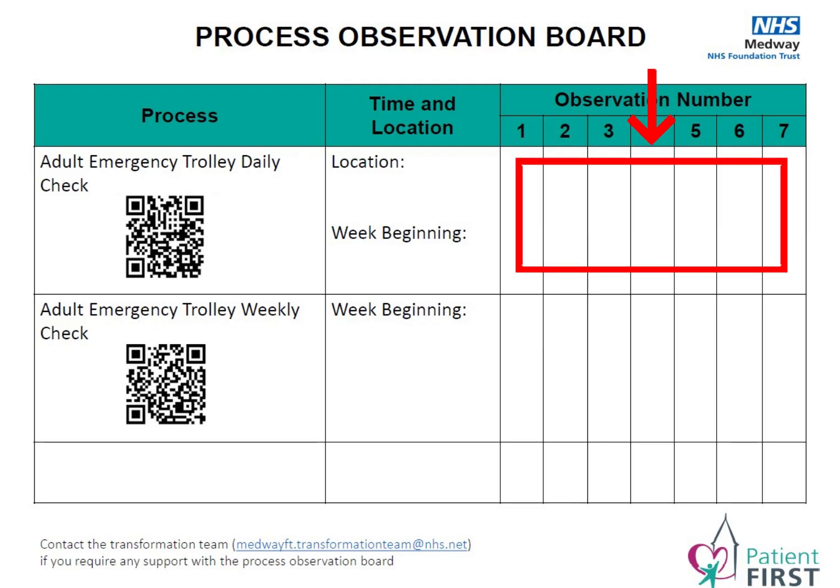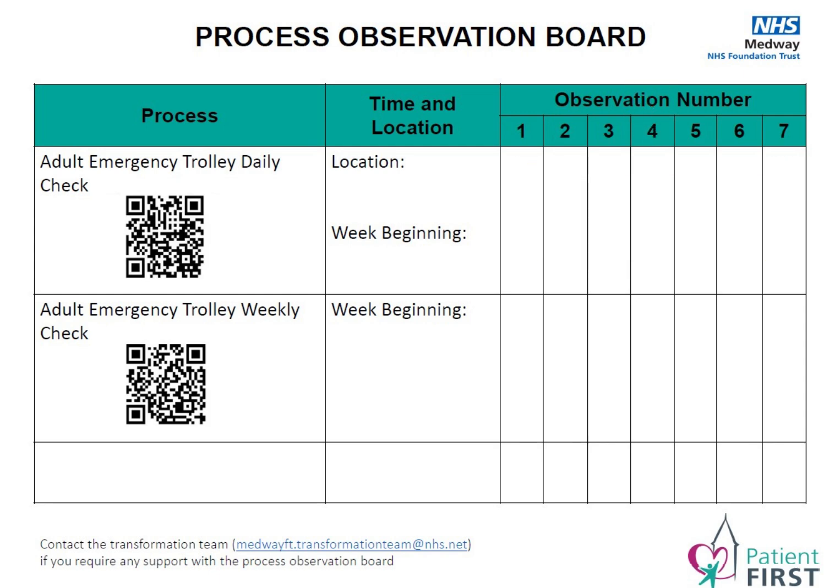For example, the daily check should be signed for in all 7 boxes. The weekly checklist section can be used to date when the weekly check is due and signed for by the member of staff completing the check. This can then be cleaned and reused.